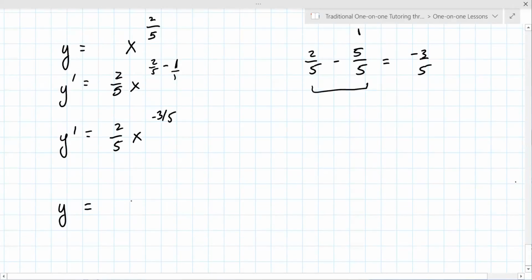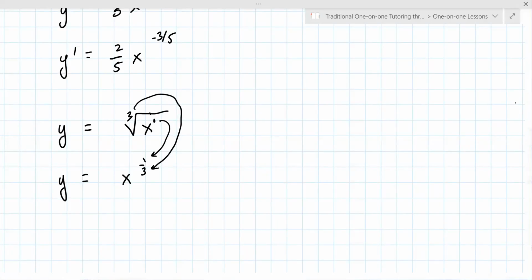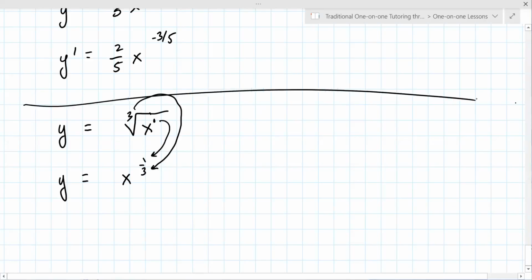Let's say y equals the cube root of x. Okay, so this is x to the 1/3 power. The reason is there's a 1 there. So that 1 goes there, that 3 goes there. So the derivative is 1/3 x to the minus 2/3.